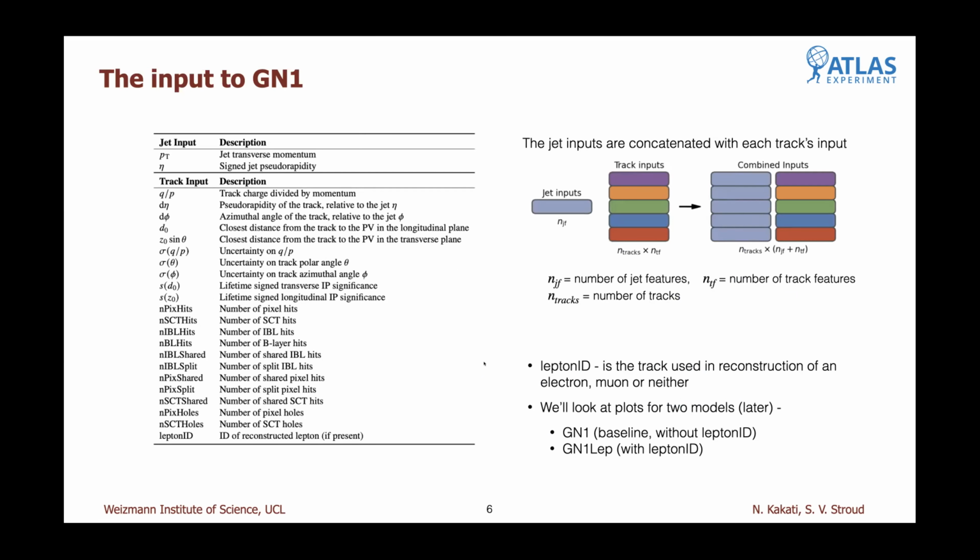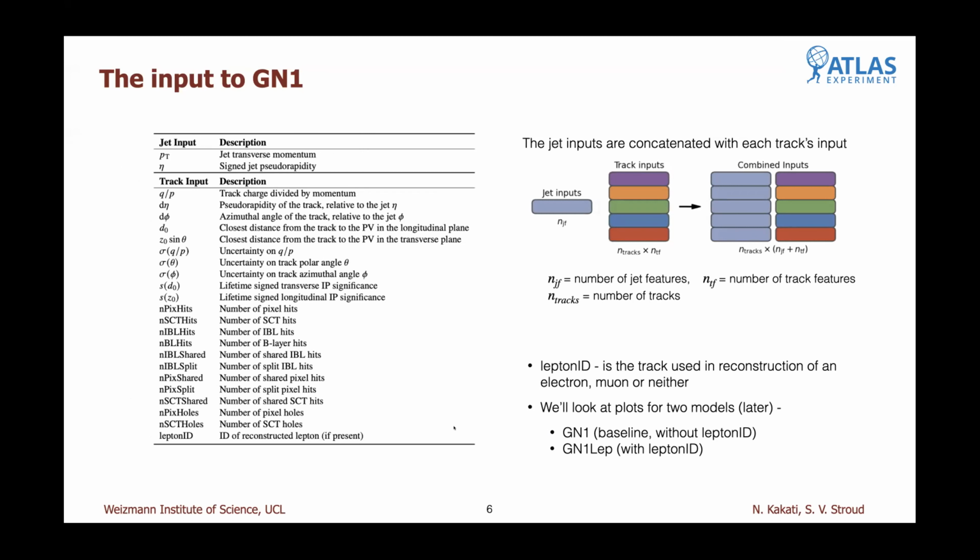So now we can look at the inputs that we are using for this classification task. Essentially we have two jet inputs and some track inputs. I won't go through all of them. These are the standard inputs, mostly the standard inputs that we use for flavor tagging in ATLAS at least. I will just mention the last one for track inputs, which is lepton ID.